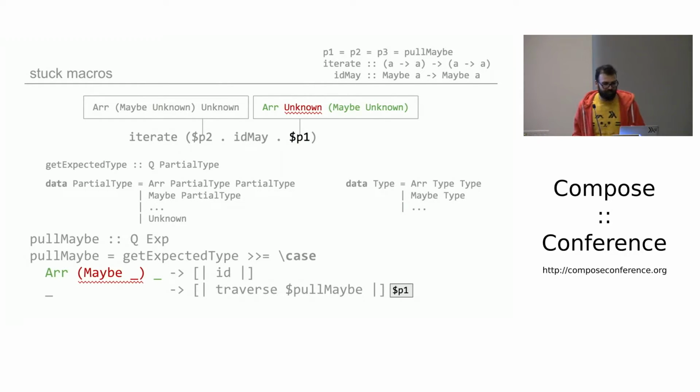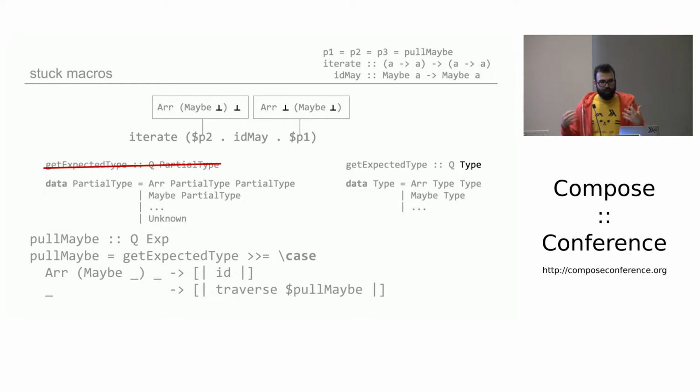Okay, so I think it's clear that the place where we went wrong was where we did not have enough information to determine whether the type of $p1 was going to be maybe something arrow something, or list of something arrow something, or int arrow something, because we had an unknown there. We did not have enough information. And yet we allowed the macro to be dumb and to make the wrong decision. We allowed it to look at this and decide, nah, it doesn't look enough like a maybe something, it's going to fall through to the second case and expand to traverse. So we should not allow the macro to do that.